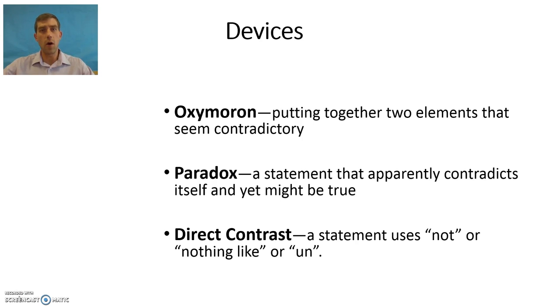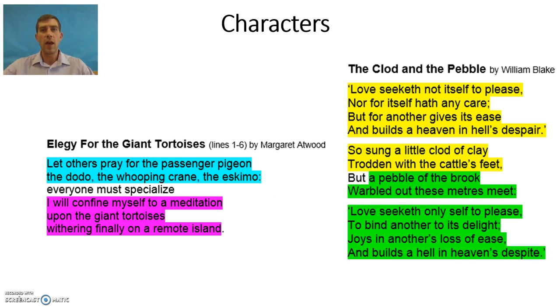Now, contrast is already embedded within a number of poetic devices, oxymoron and paradox being some of them, and of course the direct contrast of using words like not or the prefix un or something like that. But we aren't going to examine those. We're going to examine how authors use contrast in other ways. And one way they do so is to create contrasting characters.